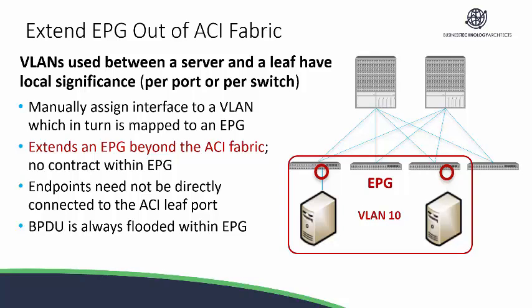So you manually assign an interface to a VLAN, which is mapped to an EPG. So you map the EPG to the physical domain, and then you apply an encap on the port. Endpoints need not be directly connected to the ACI leaf port, and BPDUs are always flooded within the EPG.